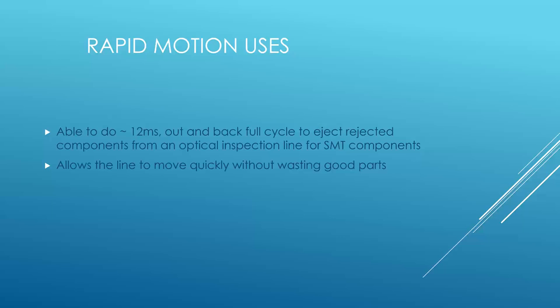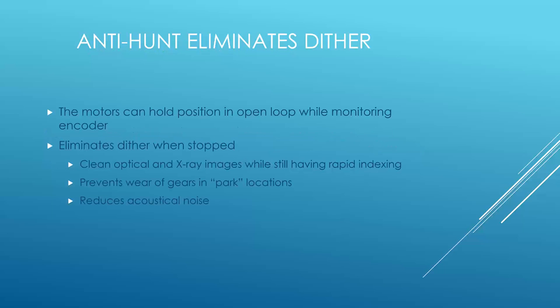So having the cycles kick back and forth does not make these motors happy. It gets them very warm. We also have a function called anti-hunt that eliminates dither. The high pull count motors are able to be positioned in open loop when you stop, and it's an option. Good uses of this are in optical inspection and x-ray imaging, where you can use closed loop to get there quickly, and then shut off the dithering so you're not getting blurs in the image.